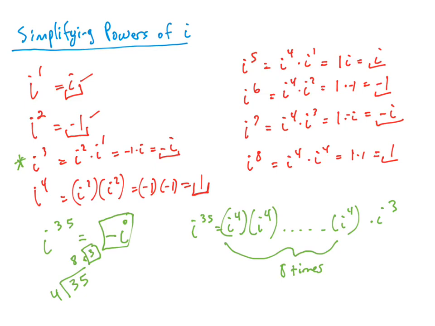So the moral of the story here is if we have i to some exponent, just divide that exponent by 4. So in this case, 18 divided by 4, it goes in 4 times. The remainder is 2, and the remainder is what we really care about. So because the remainder is 2, we're going to be right here, which is negative 1. And that's it. That's how we simplify powers of i.